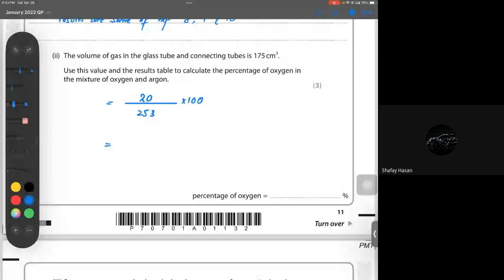You know what you would be doing? You have the volume of oxygen divided by the total volume, times 100, and you would be getting the percentage of oxygen. Can you tell me the answer? It's very easy.